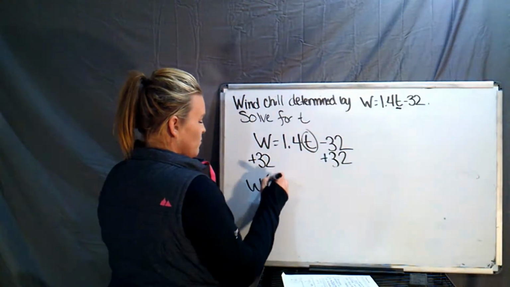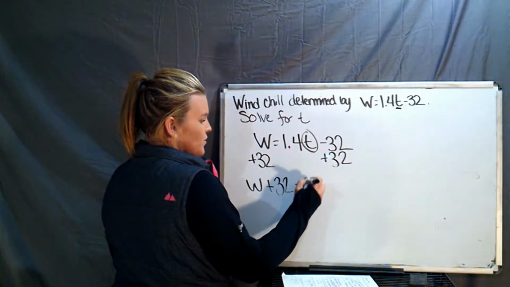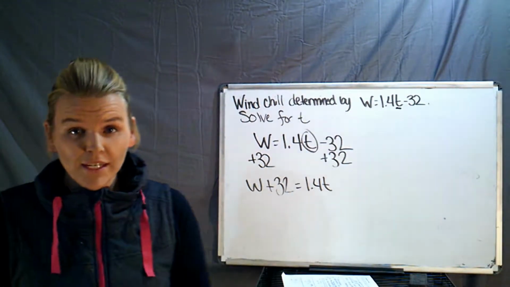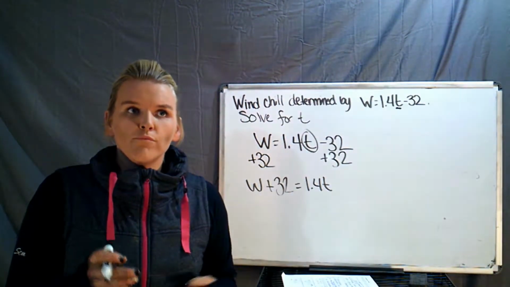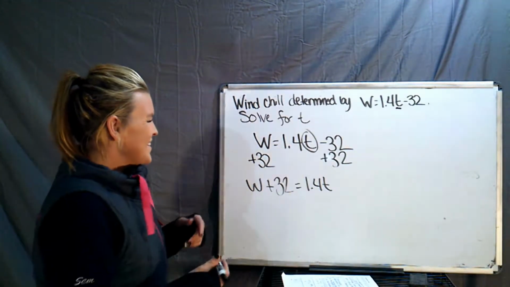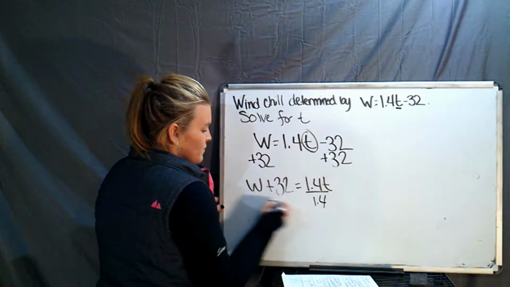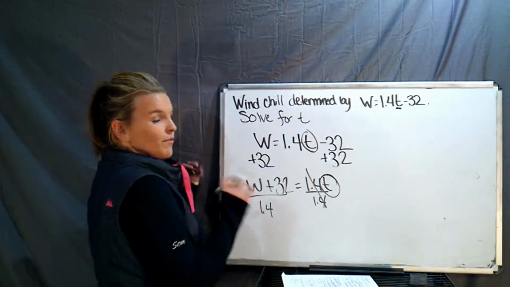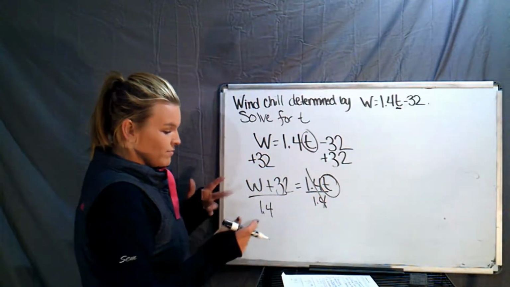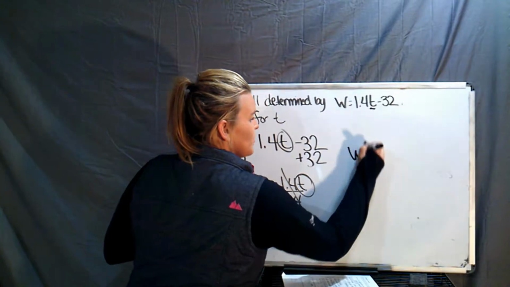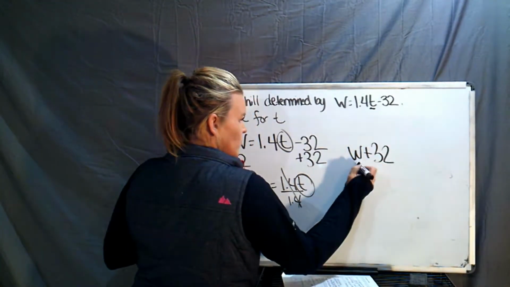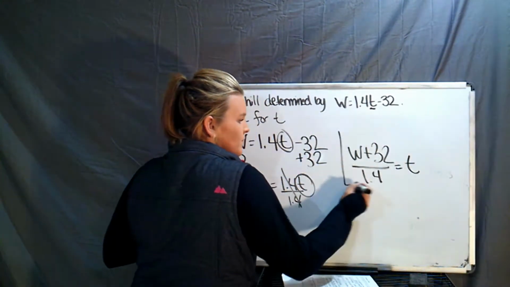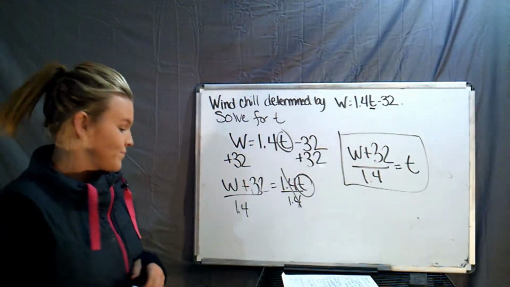And I'm going to have W plus 32 is equal to 1.4 times T. And like I just said, we have 1.4 times T. What's the inverse of that? Divide by 1.4. So I'm going to divide both sides by 1.4. And when I do that, we have T by itself now. So I'm going to rewrite my new equation over there, and that's going to be W plus 32 over 1.4 is equal to T. Box around it, you're done.